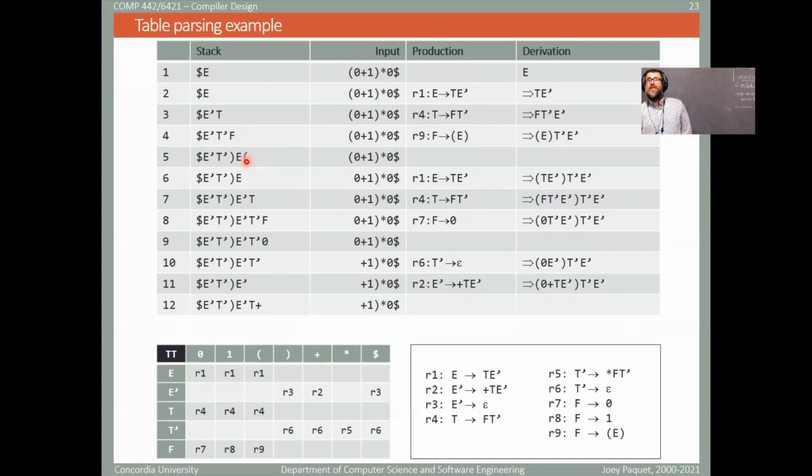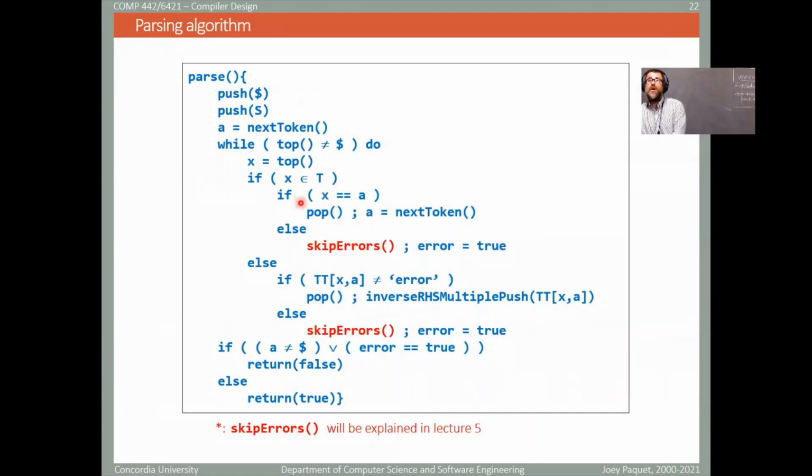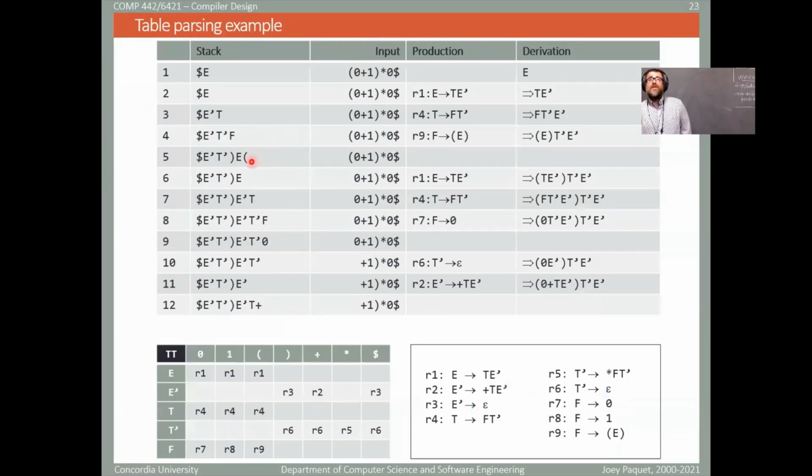Now I have open parenthesis on top of the stack, which is a terminal symbol. So that's why I'm going to go to this branch here, which checks if the next token is equal to what I have on top of the stack. If it is, then I pop and go to the next token. It is the same, open parenthesis, open parenthesis. So I pop this from the stack and go to the next token. You see that here I'm at 0 and the parenthesis has been removed.